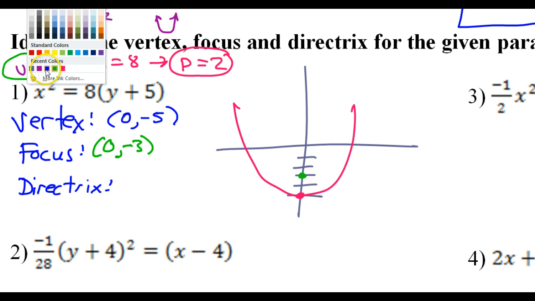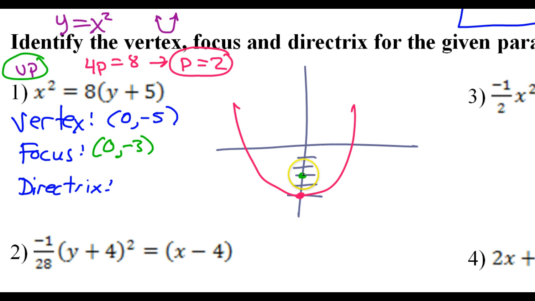Okay, so the directrix will be down 2 from the vertex. So like 1, 2. The directrix will be down here. And you see how it's horizontal, so that's going to be y equals whatever this is. The vertex was at -5, so it's -6, -7. So y equals -7. Okay?